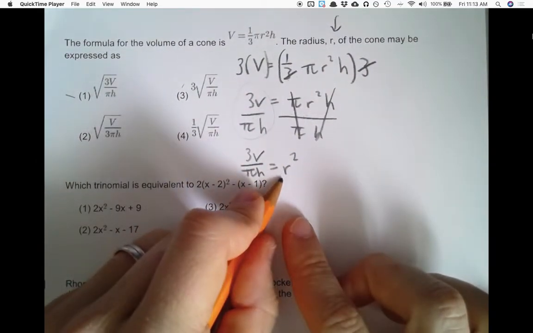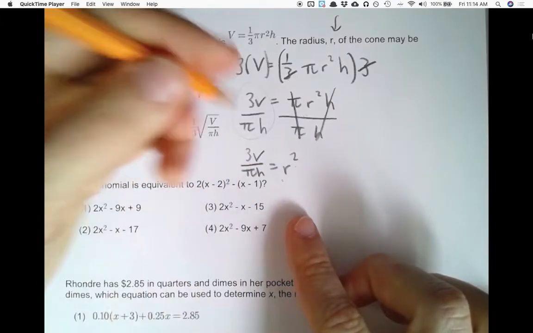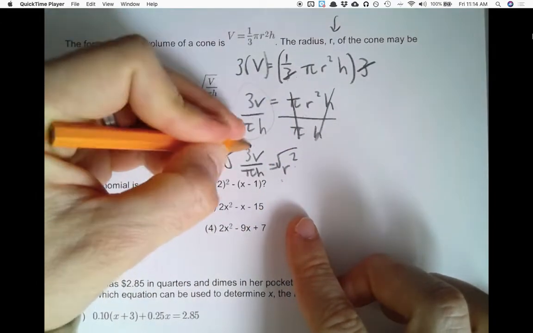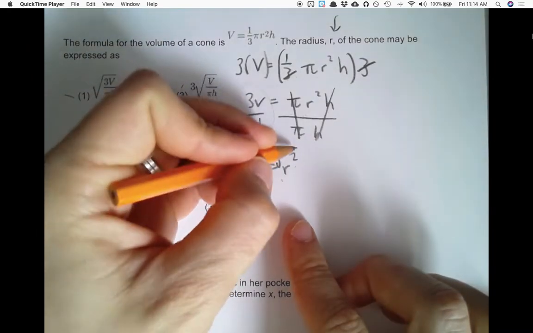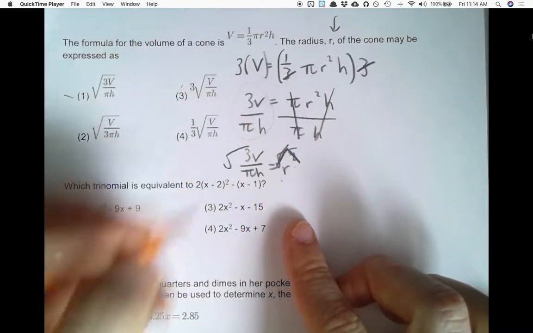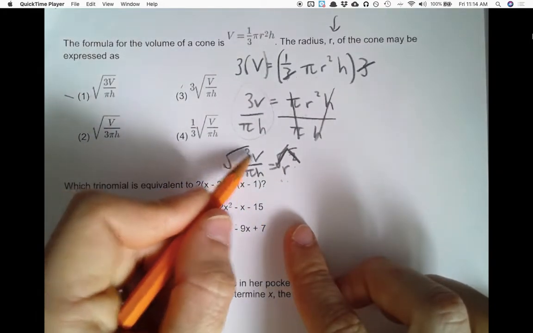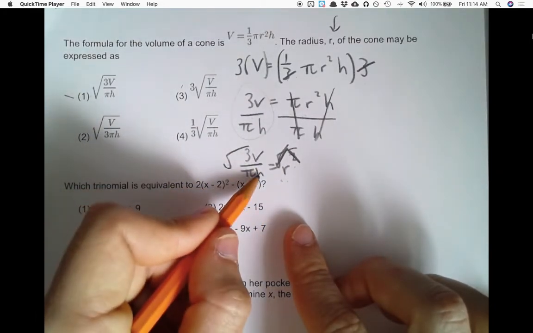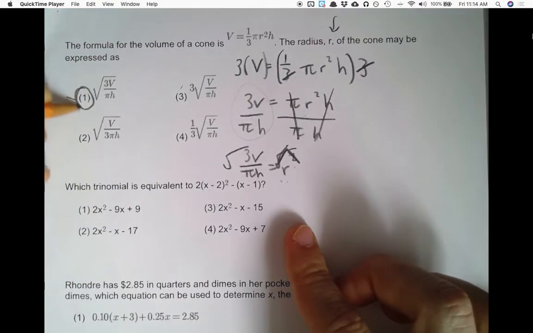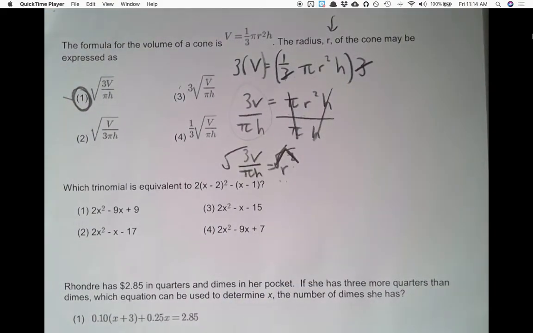The opposite operation, your inverse operation for squaring, is to square root both sides. This square root will cancel with the squared, and so I'm left with r being equal to the square root of 3V all over pi h. It is indeed answer number 1.